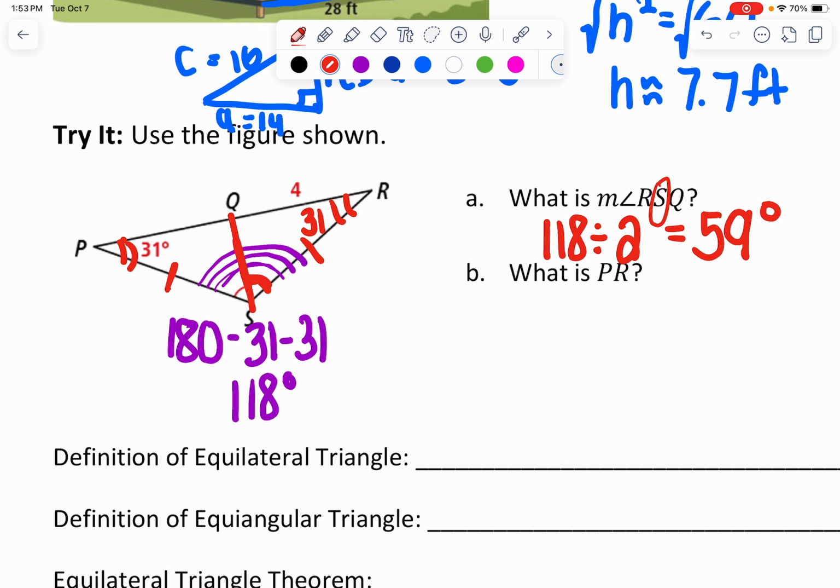And then the other part, it says PR. So PR is going to be this full length here. Here's what I know. I know that this point's on the bisector. So based on that theorem, it cuts the base in half. So this part here and this part here are congruent. I should use 2 ticks. So that'd be 4. And so the length of PR would be just 4 plus 4, which is 8.